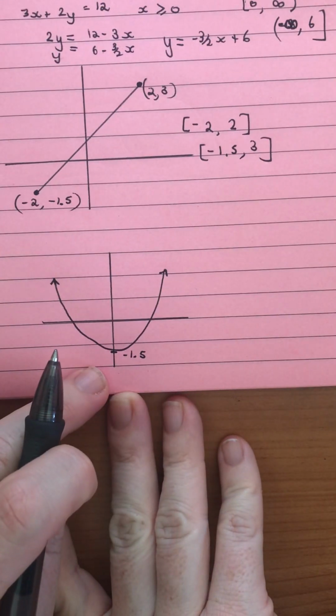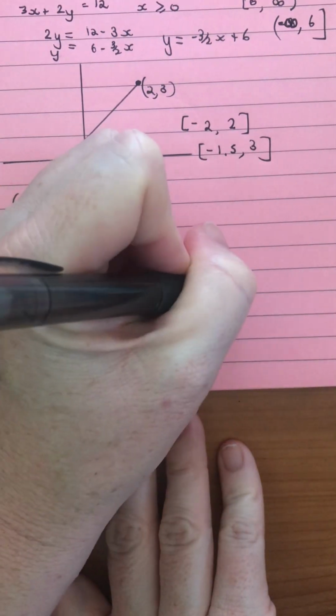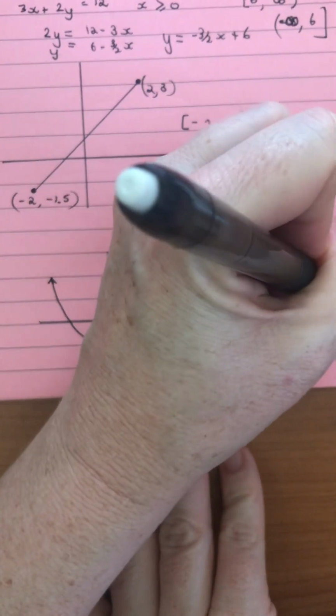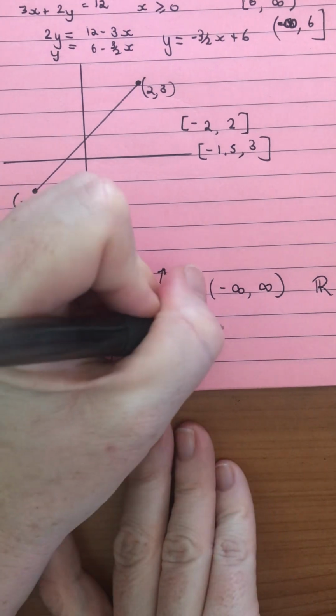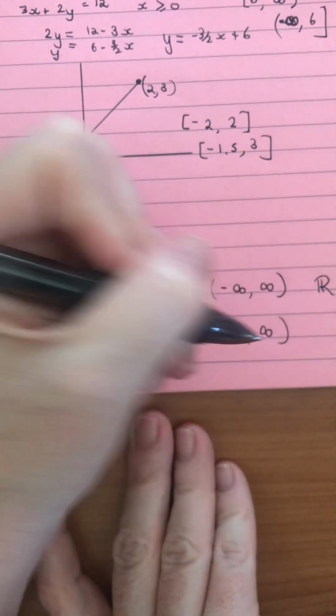Down here we've got our domain. It can go from -infinity to +infinity. So we could also write that just as all real numbers. And then our range is going from -1.5 to +infinity there.